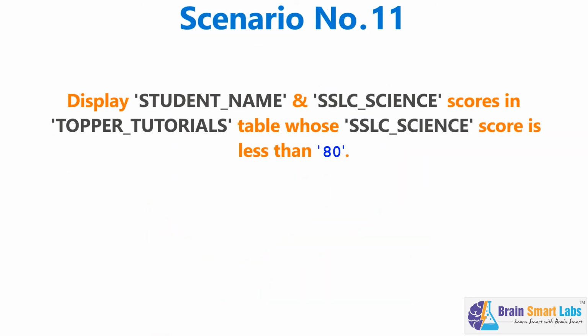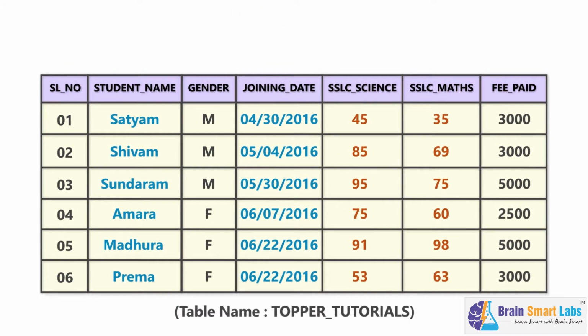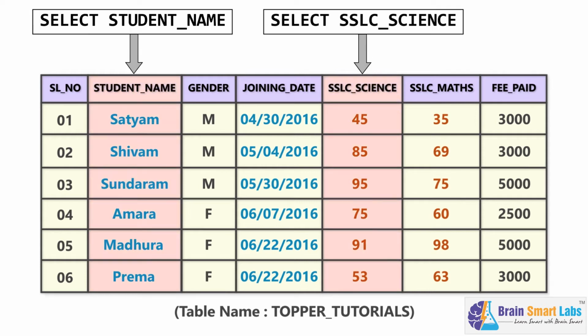Display student name and SSLC science scores in the Topper Tutorials table whose SSLC science score is less than 80. Now if we analyze the table, they have asked us to display only the student name and SSLC science columns. The column will be compared with the numerical 80 and the row will be selected only if the value is less than 80.